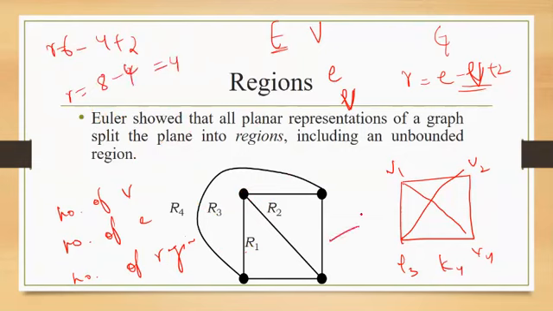So for any connected planar simple graph with E edges and V vertices, the number of regions in that graph is E minus V plus 2. Basically, now we have completed this region. Now we will see an example for the same.